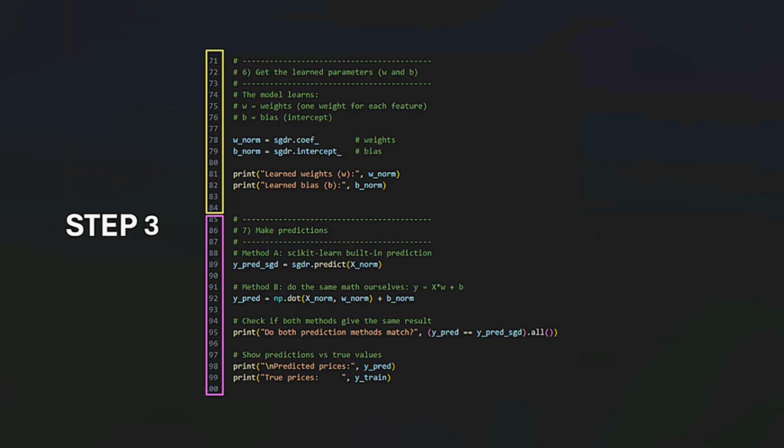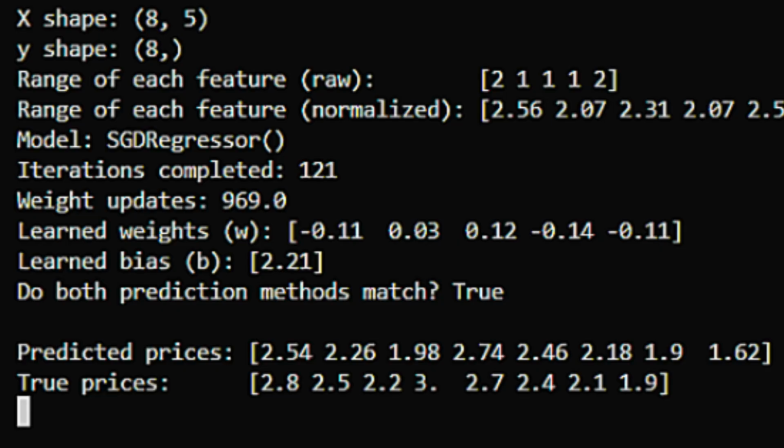In step 3, we look at what the model has actually learned and make predictions. First, we extract the learned parameters, the weights, which tell us how important each feature is, and the bias, which acts like a starting value. Next, we make predictions in two separate ways. First, using scikit-learn's built-in predict function. Then we manually compute the same predictions using the formula, features times weights plus bias. We compare both results to confirm they match exactly. Finally, we print the predicted prices alongside the true prices to see how well the model performed. This confirms our model is working correctly and producing meaningful predictions.